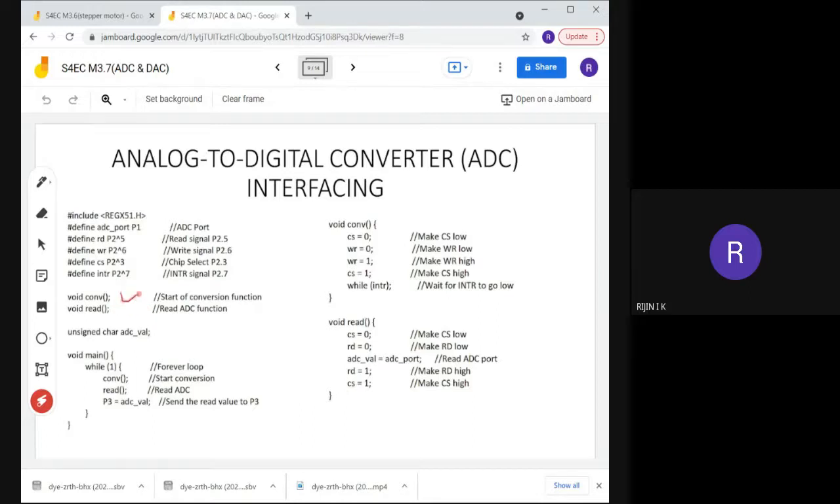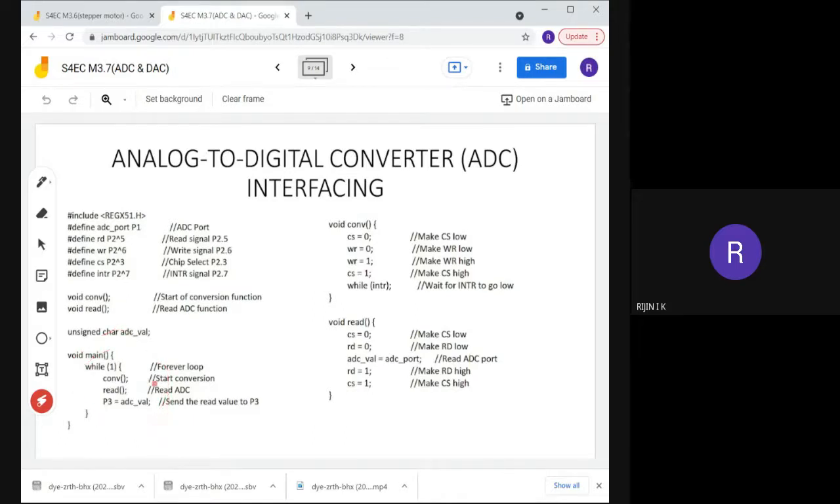Here void conversion is used to start the conversion. To start the conversion we will use the function void conversion, and after converting the data, for reading those data we are using the void read function. So this is the main program for that.